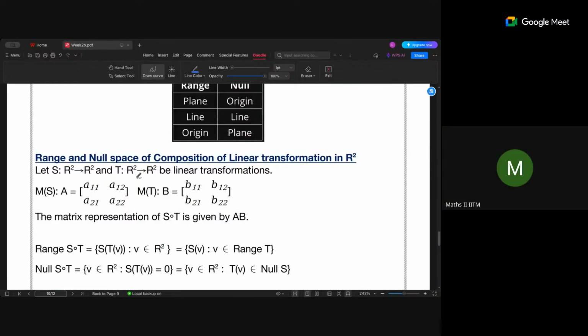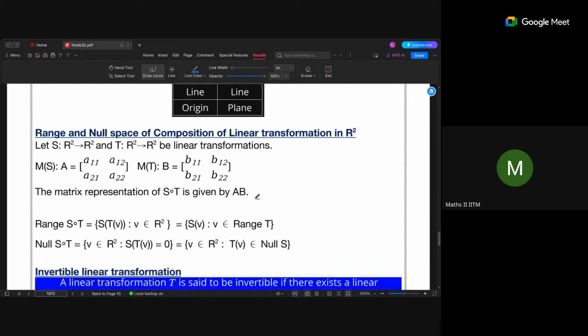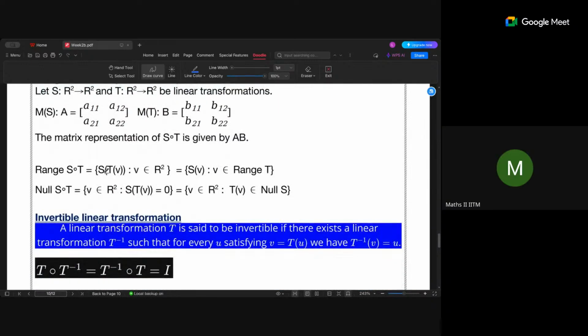Suppose you have two different transformations, and this is the matrix representation of S and this is the matrix representation of T. Then the matrix representation of S composition T is given by the product AB. And how are we defining the range and null space? The usual way. The range of S composition T is the set of all S of T of V such that V is in R2.